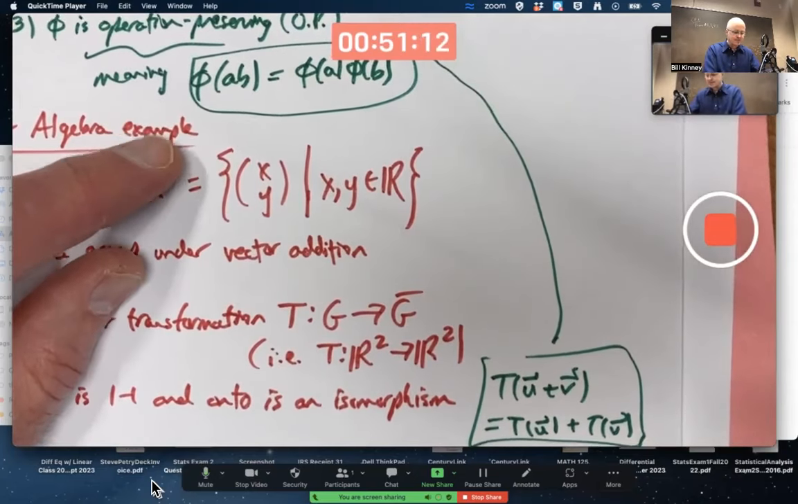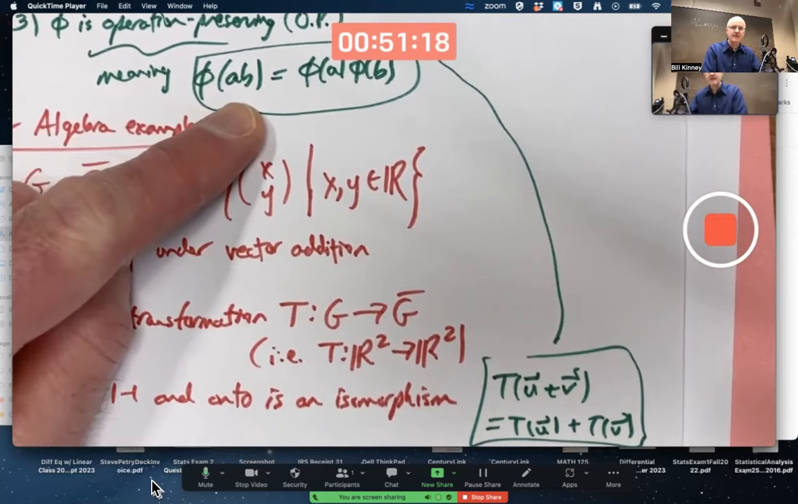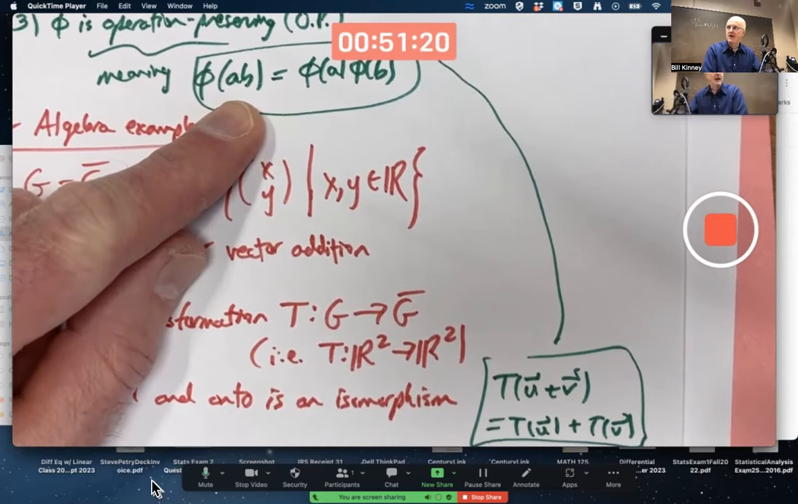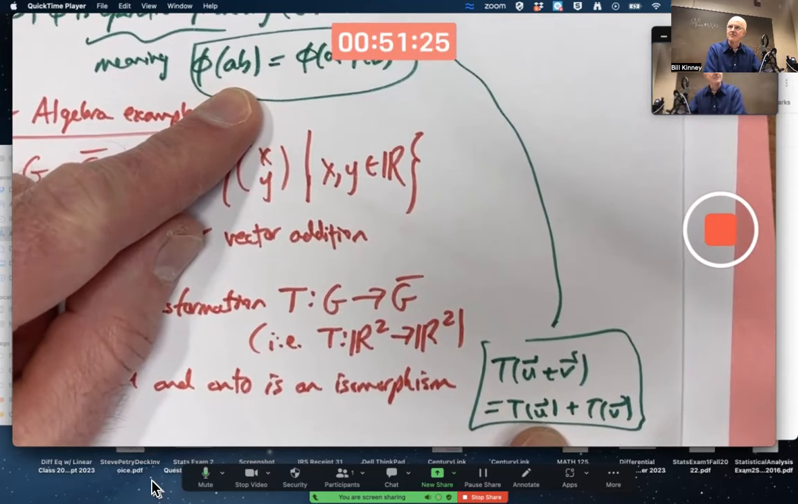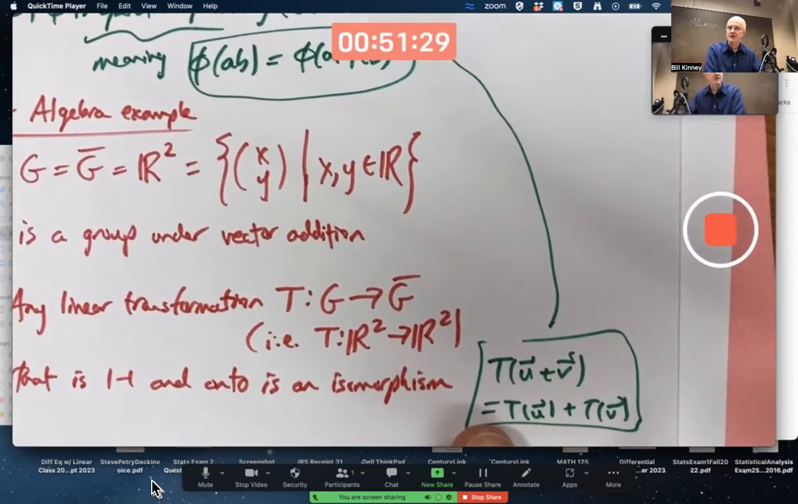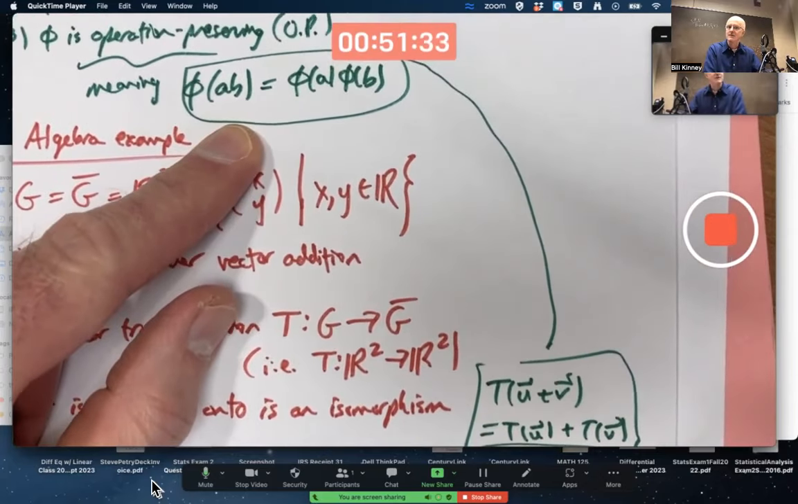Instead of a phi, we have a T. The function name is T instead of phi. And instead of group multiplication, abstract group multiplication, we have vector addition. But vector addition is the group operation in this group. So these two properties really are the exact same thing with just different notation.